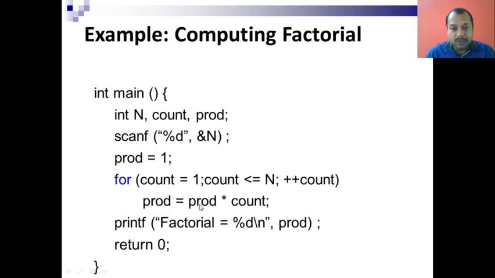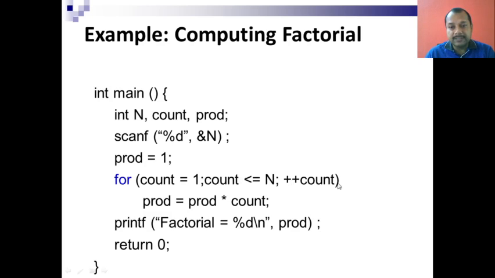Then after this product is computed, where will the control go? Control will go back to count. Now here you can write count equals count plus 1, or plus plus count, or count plus plus. Since only this operator is being executed alone here, it doesn't matter whether you write plus plus count, count plus plus, or count equals count plus 1. That is up to you.